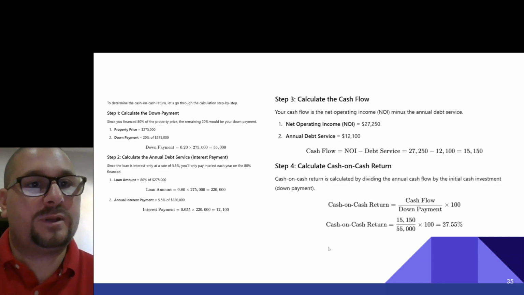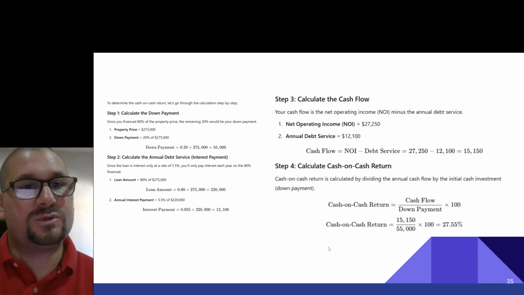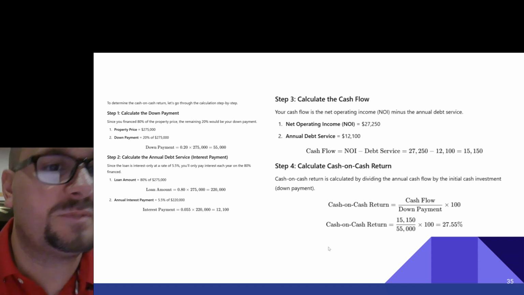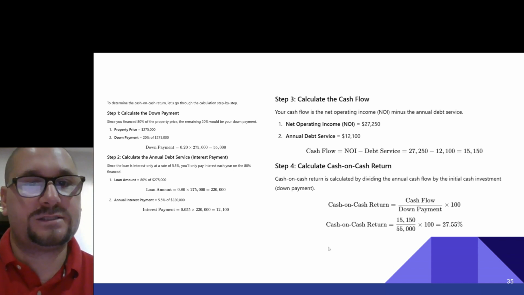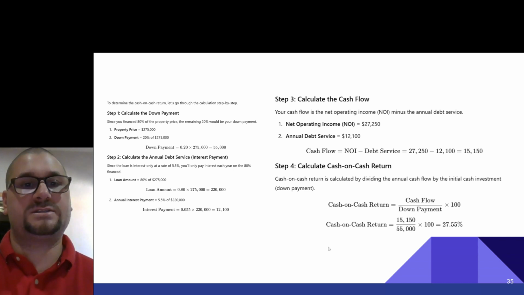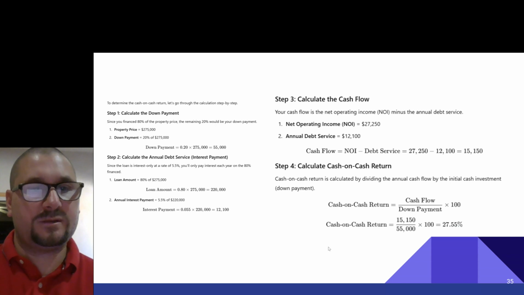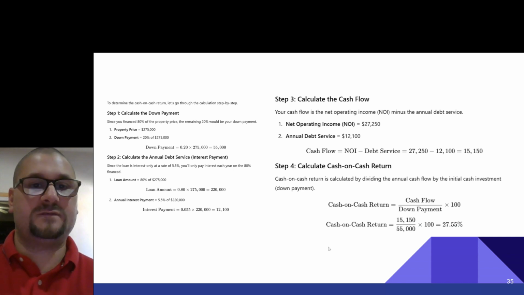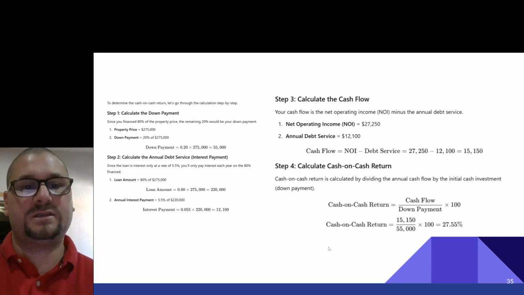So here the property price is $275,000. Your down payment is 20% of that, so you get 55 grand. You want to calculate the annual debt service, which is the interest payment. So the loan is 80% of 275 grand, which is 220. Your annual interest payment is going to be 5.5% times 220,000, which is $12,100.